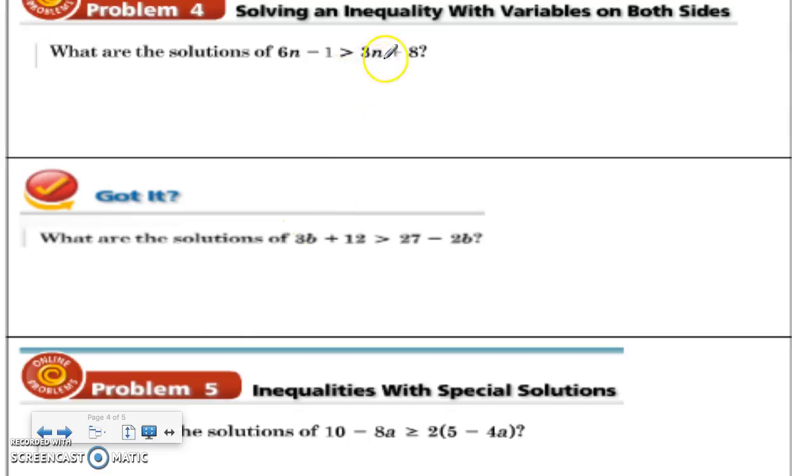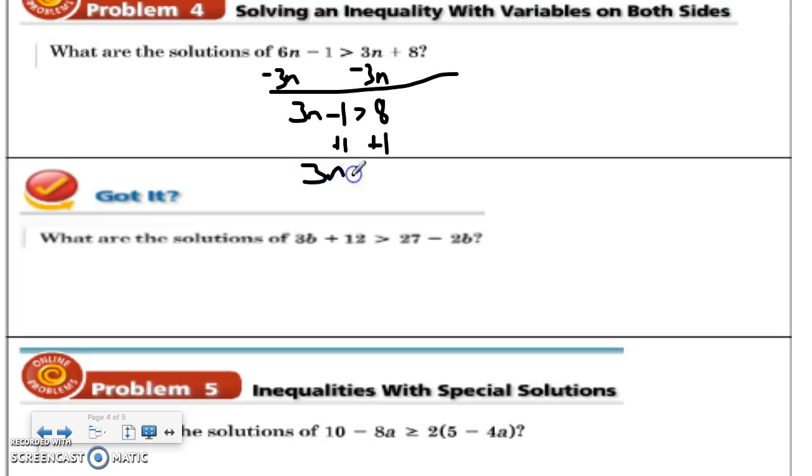What are the solutions of this situation when you have a variable on both sides? No problem, we've done it before. My advice was to take the smaller variable and move it toward the bigger one. So in this case, I'm going to subtract the 3n from both sides. That's going to do what for me? Give me 3n minus 1 over here is greater than 8 over here. Then move the 1 to the other side, in this case by adding it. That's going to give me 3n is greater than 9. Divide both sides by 3, n is greater than 3.